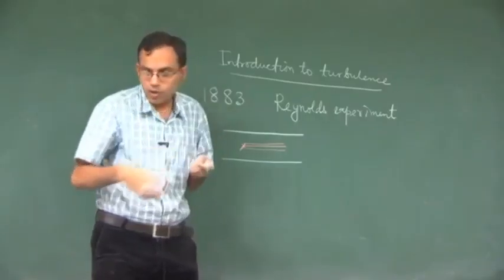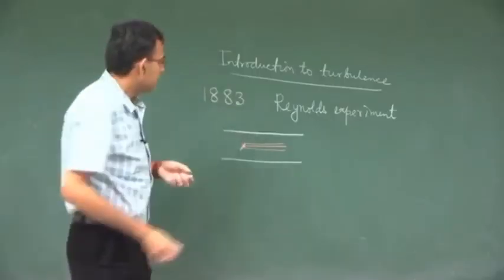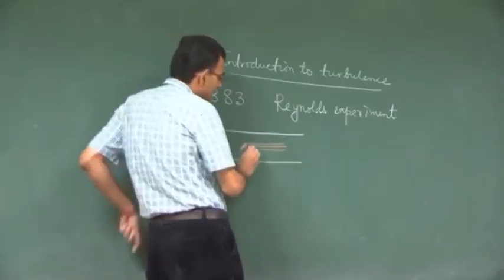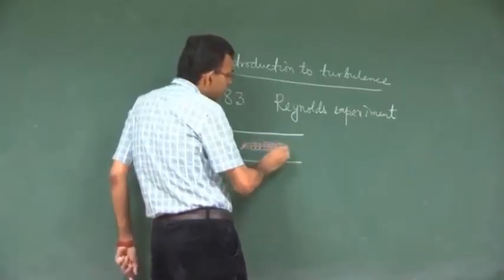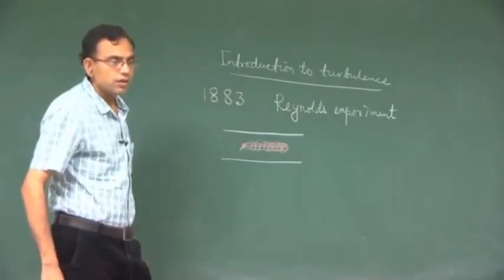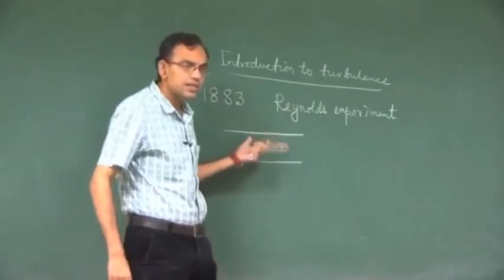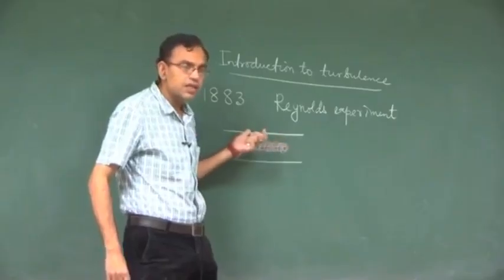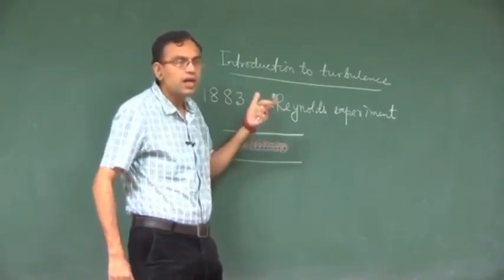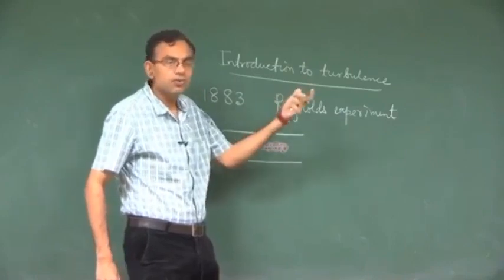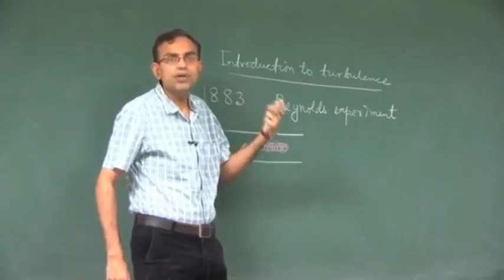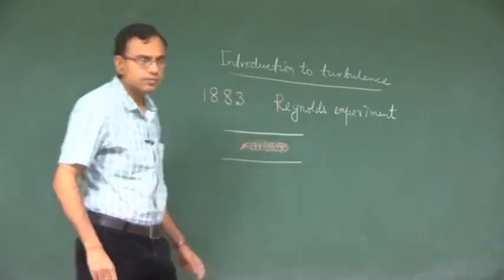However, if the flow is increased, then this orderly nature of these colored lines is lost, and then the entire thing will appear to be diffused and mixed. Reynolds attributed this to a physical transition from an ordered regular motion to a random chaotic motion in the flow, and that he attributed to some phenomenon known as turbulence.